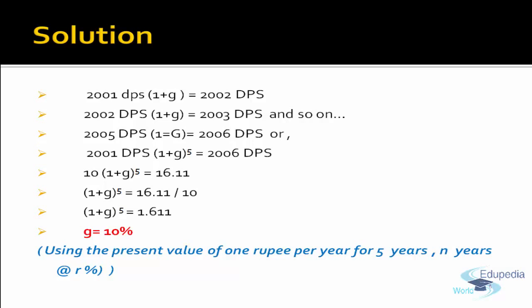So if I have to compute, I just have 2001 DPS and 2006 DPS. The difference between 2006 and 2001 is 5 years. So if I multiply 2001 DPS by 1 plus growth 5 times, I get 2006 DPS. Mathematically, that's what we did in the above 3 rows. So 2001 DPS is 10 rupees, 2006 DPS is 16.11, and you have to determine the growth rate. So 1 plus G to the power 5 will be 16.11 divided by 10, which is 1.611.